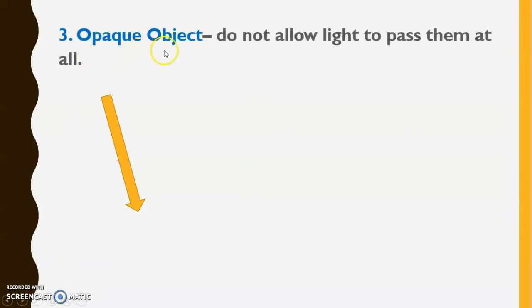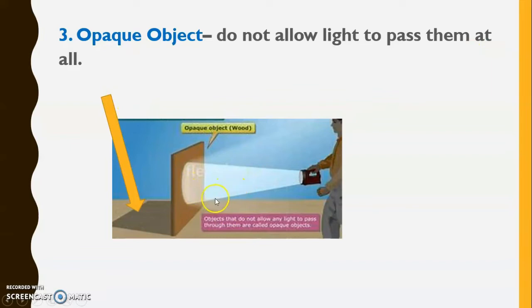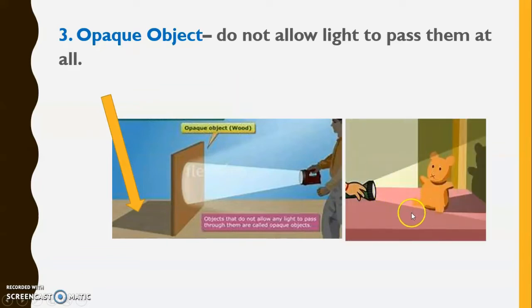Then we have number three, the opaque object. It does not allow light to pass through at all. So we have this one. This is an opaque object. You can see it is wood. So when you put the light on the wood, there's no light coming out at the back side. There's no light. So that's why it does not allow light to pass through at all. No light will pass.